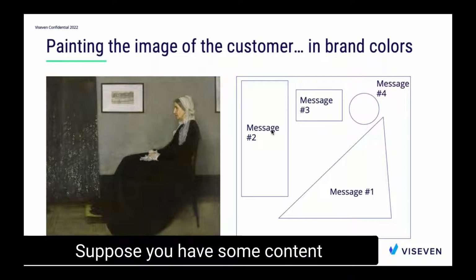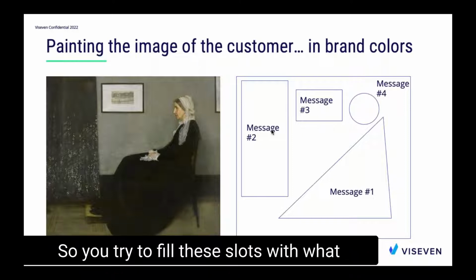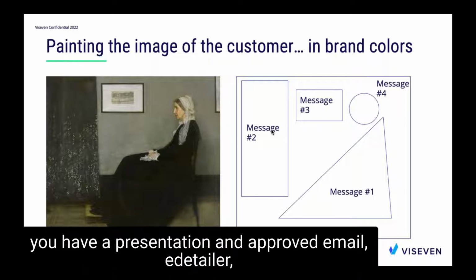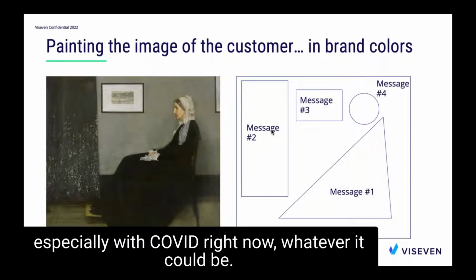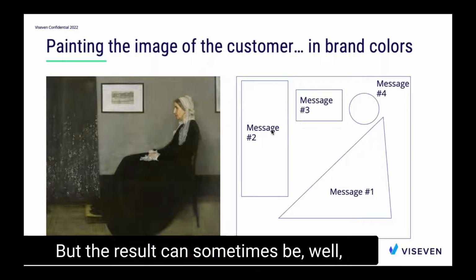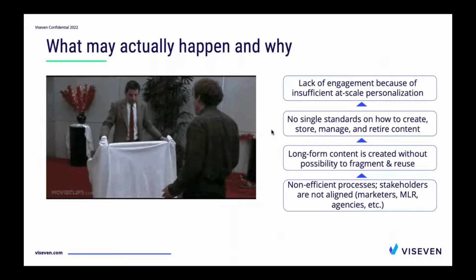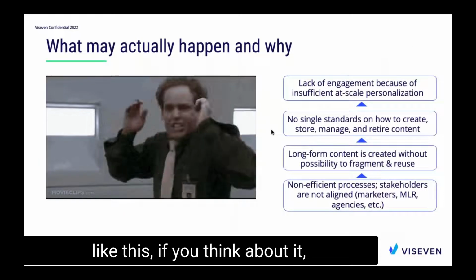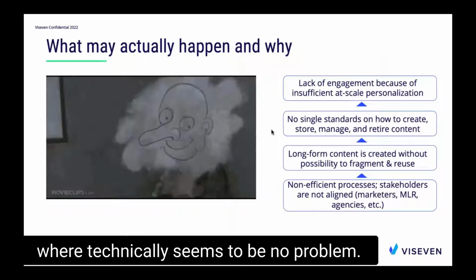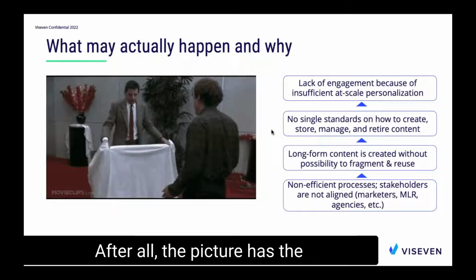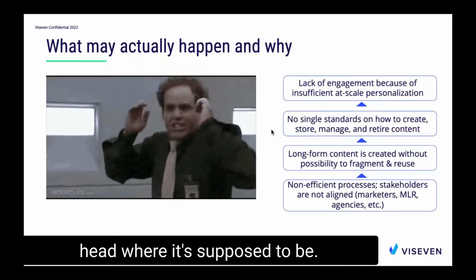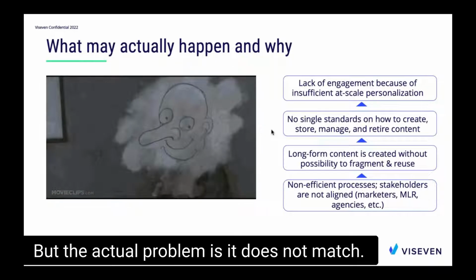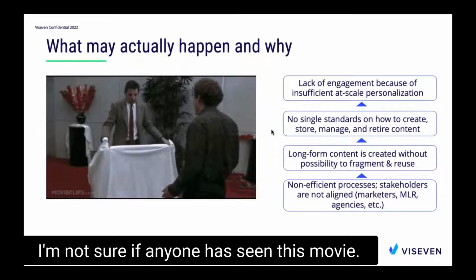Suppose you have some content items you can operate with. So you try to fill these slots with what you have: a presentation, an approved email, e-detailing, remote detailing, especially with COVID right now, whatever it could be. But the result can sometimes be, well, like this. If you think about it, technically there seems to be no problem. After all, the picture has the head where it's supposed to be, but the actual problem is it does not match.